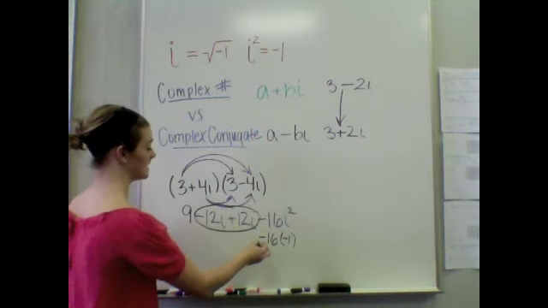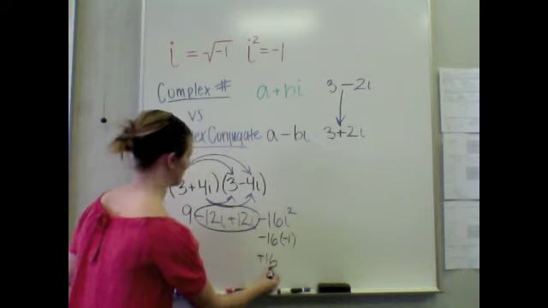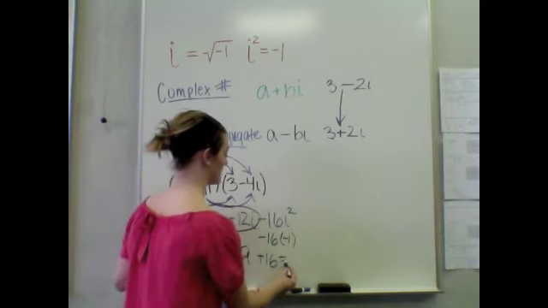So, negative 16 times negative 1 will become plus 16. And we also still have our 9. We have 9 plus 16. That gets me 25.